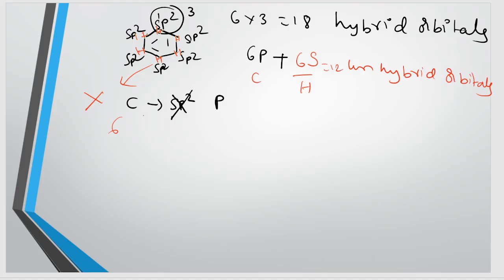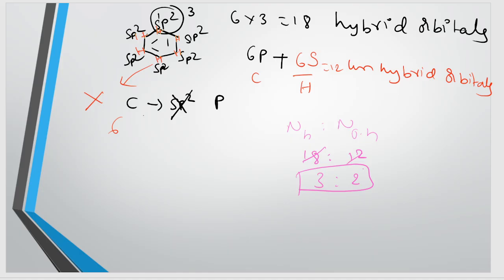And I want to take the ratio between the number of hybrid orbitals versus the number of unhybrid orbitals. Hybrid to unhybrid is 18 to 12, which is nothing but 3 to 2. So 3 to 2 is the simple ratio between the number of hybrid orbitals and unhybrid orbitals of this particular compound. Okay, one important model.